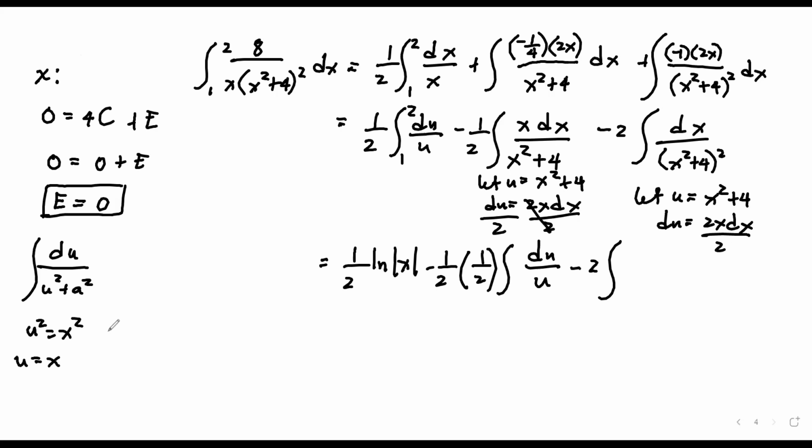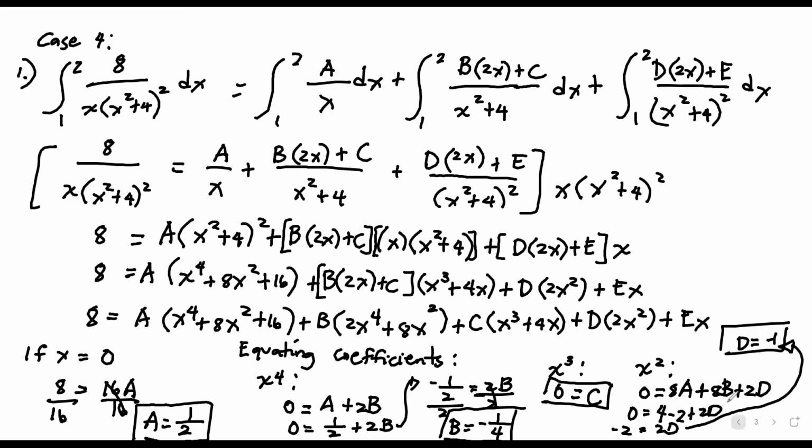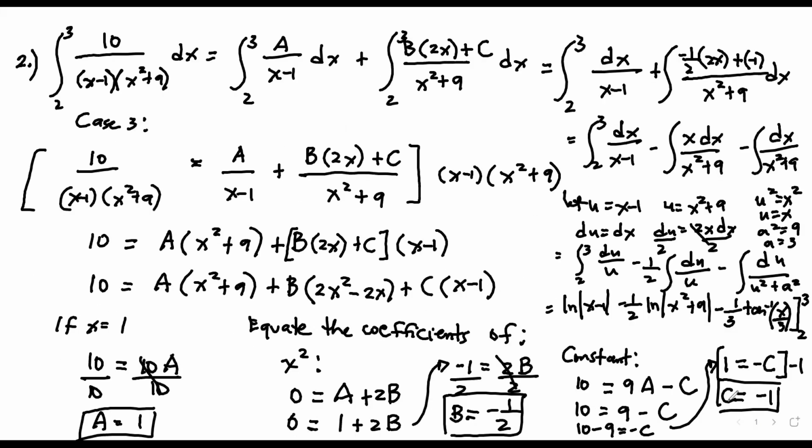So, ang u natin equal to x. A squared natin equals 4, so ang a natin ay 2. So, following, and then, dx that is equal to, may x kasi dito, hindi pwede.